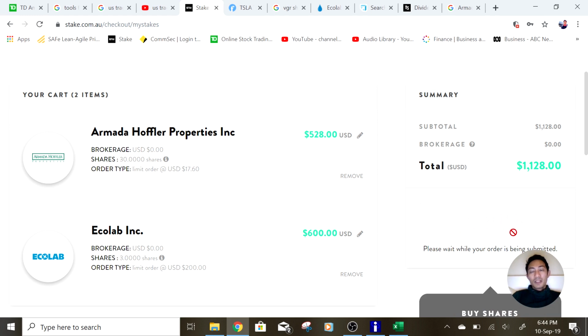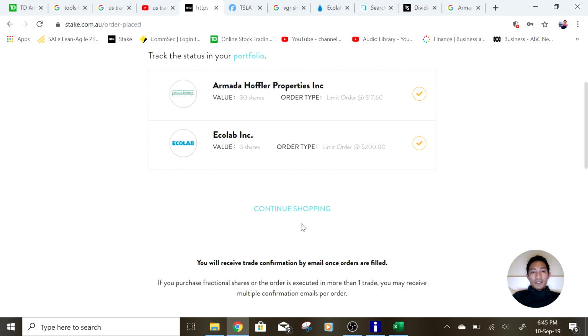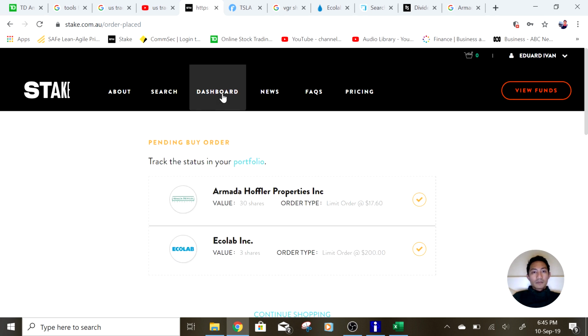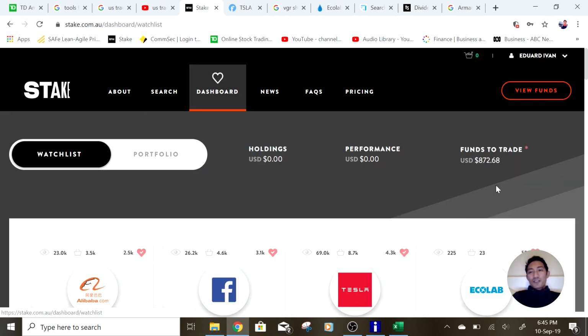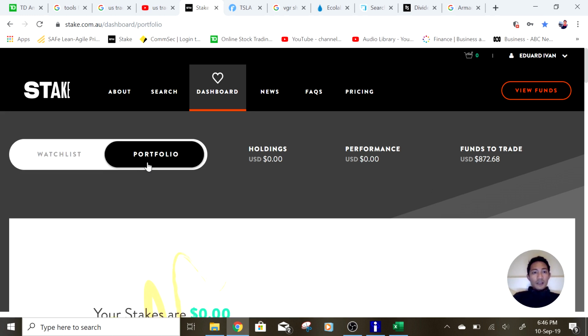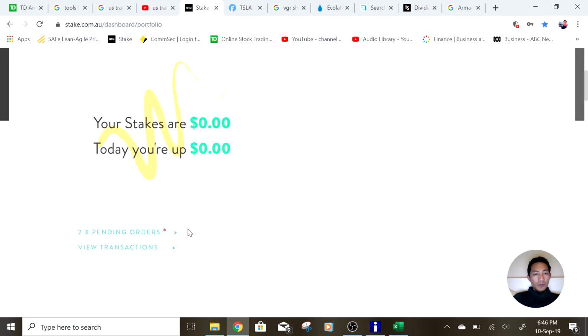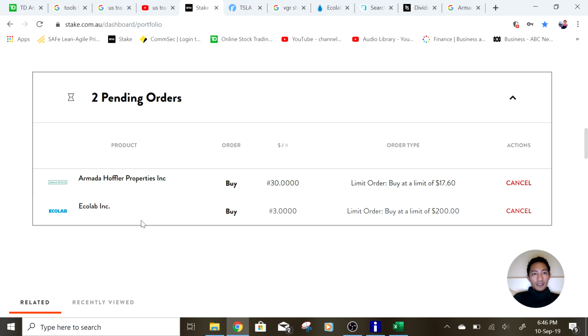By all means, move at a glacial pace. Order submitted. You will receive trade confirmation by email once orders are filled. If you purchase fractional shares or the order is executed in more than one trade, you may receive multiple confirmation emails per order. Having a look at the dashboard, my funds to trade has reduced down to $872.68, which makes sense, but technically speaking, I haven't purchased any shares yet. It's a wait and see. Under portfolio, if we scroll down, we can see there are 2 pending orders here. If we click on that, there they are.